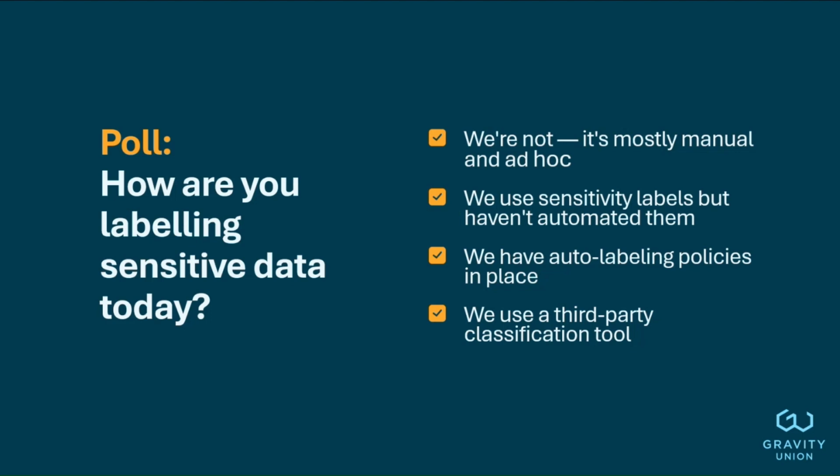So maybe I will pause again. We'll do another fun poll. This is just to reflect on how you might be using sensitivity labeling today. How are you using it? Are you not using it? Is it something you have set up and it's manual today? You haven't automated them? Do you have some auto labeling policies in place, or are you using a third-party classification, maybe not even using Purview for this?